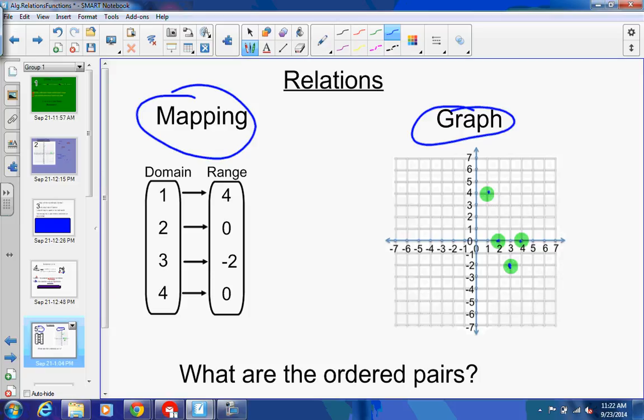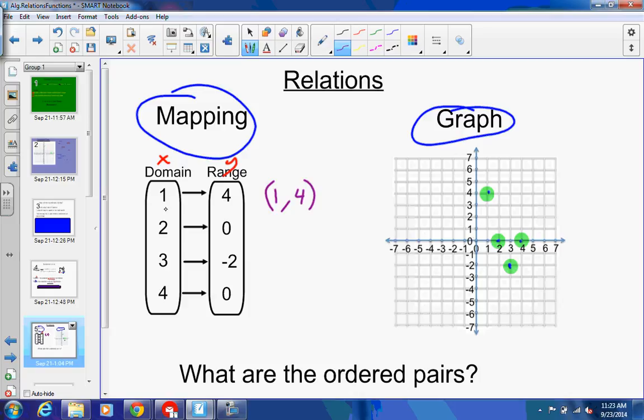If we're looking at a mapping, it just shows the domain, which again, domain is the x values, and the range is the y values that are possible. And it just lists it. So it lists all the domain and all the range, and it gives you an arrow as to what goes with what. So you can tell here that 1 goes with 4. So 1 is the x value, 4 is the y value, and you got yourself an ordered pair. And that's actually graphed on the graph here.